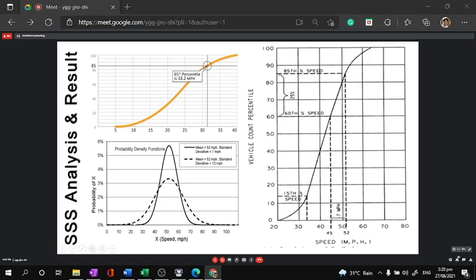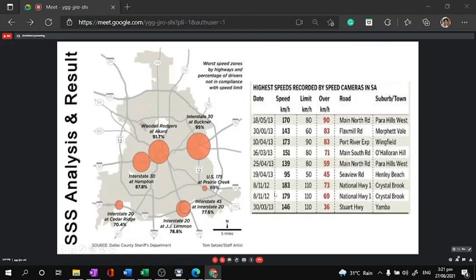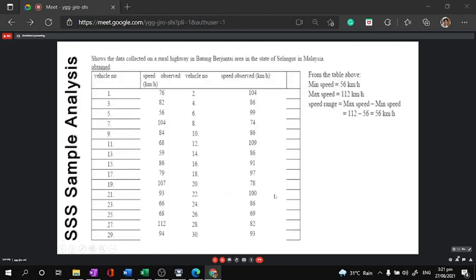So the normal curve in statistics will tell us that normally there are few at high speed and few at low speed. So that's how you make normal curves of the speeds from your survey on the highway.